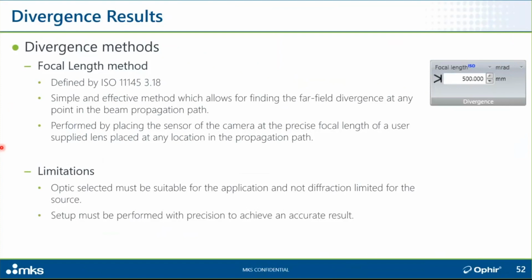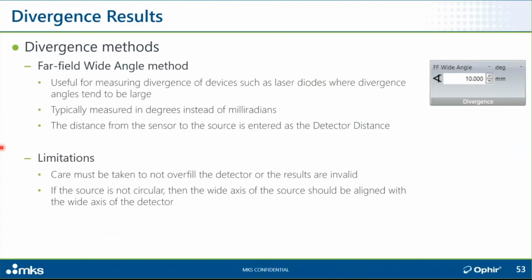Some of the limitations are that the optic that you use needs to be suitable for the application. It can't be diffraction limited for the source that you're using. And if you're not making those considerations, you again may end up with uncertainty in your result. The next method is the far field window angle method. And this is the same control panel in BeamGage. Select from all 3 methods, same panel, and the controls will update to the correct one.